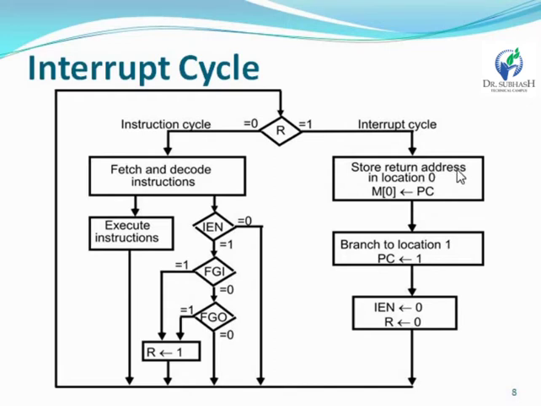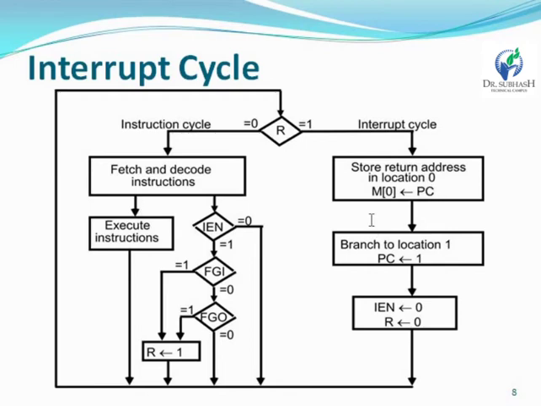Then store the return address. It means we store the return address, the program counter is set to 0, and go to the branch location. Find the branch location whose data we can use, the program counter we can increase, and IEN we set to 0, and the flip-flop R will be 0. It means we send the previous data if any problem has occurred, and finally go to the R. So this is the interrupt cycle. So this is the flow chart we can explain of the interrupt cycle.